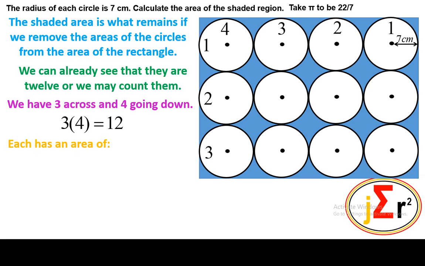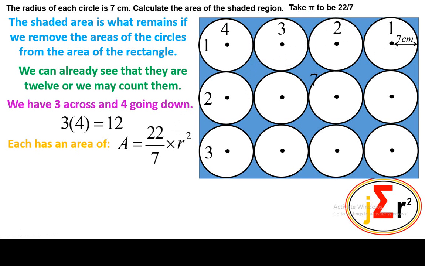Each has an area, and we are going to find the area of each. We know that we have 12 of them. Area is given by pi r squared. Pi times the radius squared. And we will substitute the values of pi and r. Pi was given to be 22 over 7, and the radius is 7.